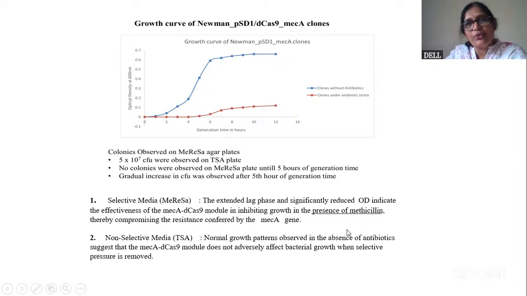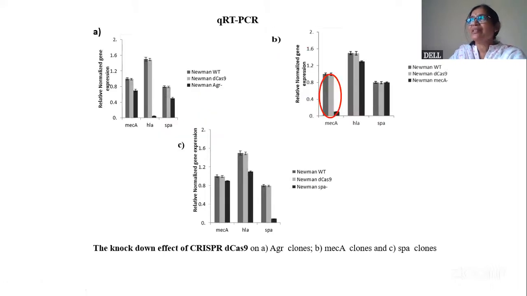So we can use either dCas9 or Cas9 to control bacterial antimicrobial resistance in the case of Staphylococcus. This is just an observation, but there is a long way to go in this aspect. So we also looked into the transcription of other genes in different clones, like AGR clones with dCas, MECA clones with dCas, and SPA clones with dCas. When we looked into this, it was a very interesting aspect.